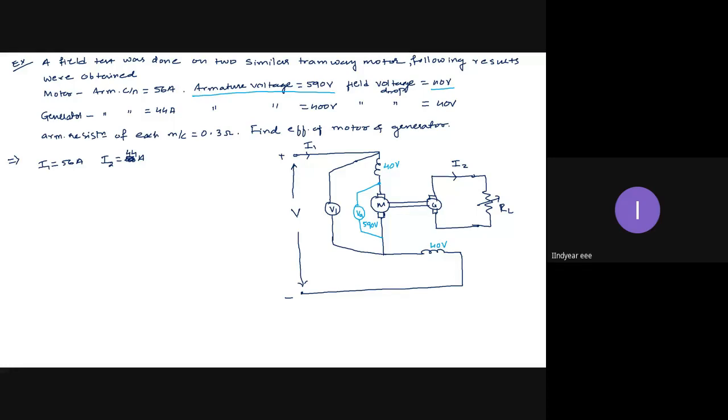In case they would have mentioned armature voltage drop equal to 590 and they would not have mentioned this part, then I had all the freedom to assume V1 as 590, because field voltage is not mentioned. So in that case, you would write a note that since field voltage drop across the motor is not mentioned clearly, the armature voltage itself is taken to be the motor voltage V1. Then follow the solution.